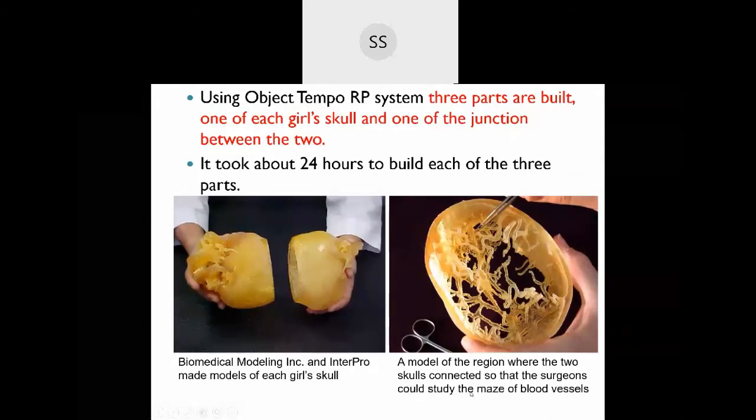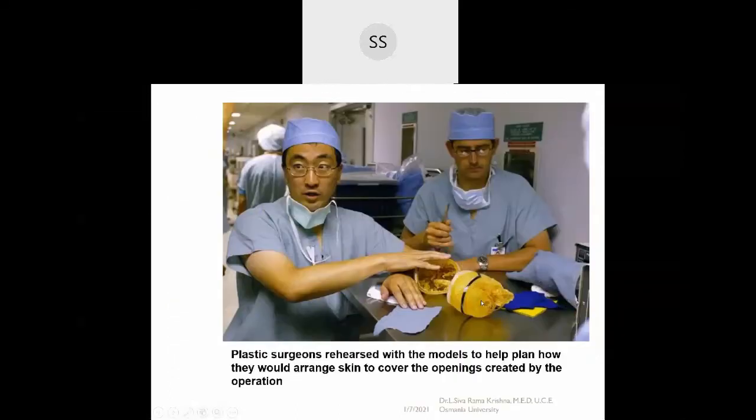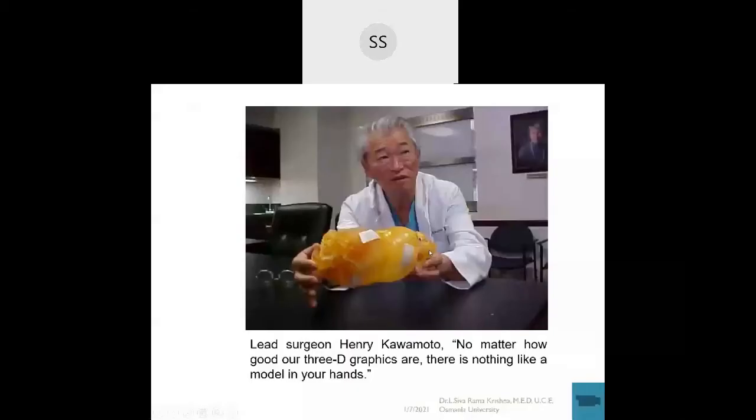They sliced each part, and they understood how this intertwining happens. A model of the region where the two skulls connected was built so that the surgeons could study the maze of the blood vessels. See how they are planning the surgery on this table. A plastic surgeon rehearsed with the models to help plan how they would cover the main part. Lead surgeon Henry Kawamoto said, no matter how good your 3D graphics are, there is nothing like a model in your hand. So this is how the planning is done.